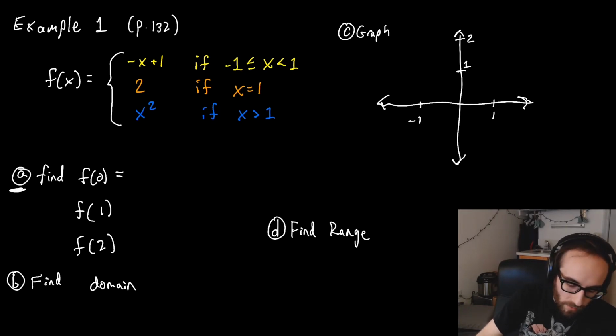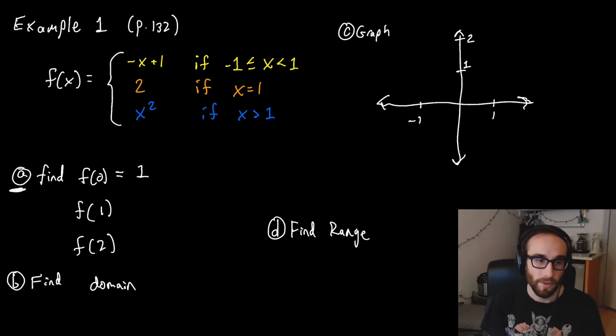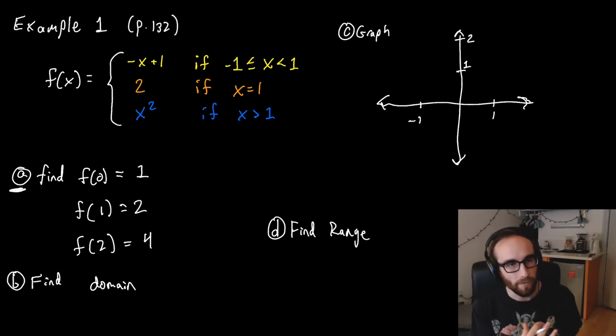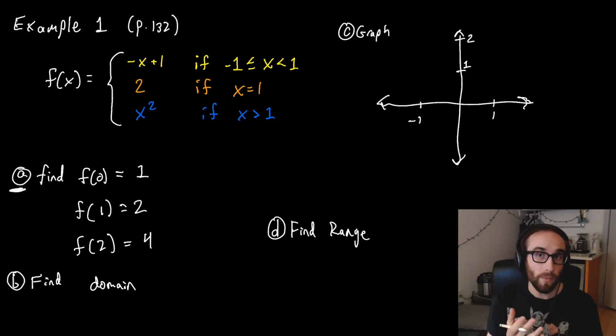So negative 0 plus 1, that's 0 plus 1. We end up with 1 for f of 0. For f of 1, x equals 1, so our output, f of x, is going to be 2. For f of 2, well, 2 is greater than 1, so we're going to be using x squared. 2 squared is 4. So we identify which equation we should be using based on where we are in the domain.